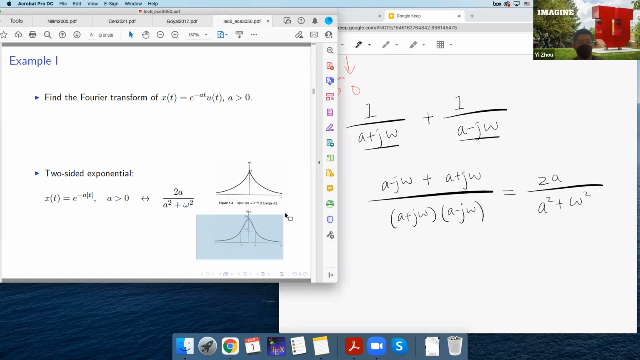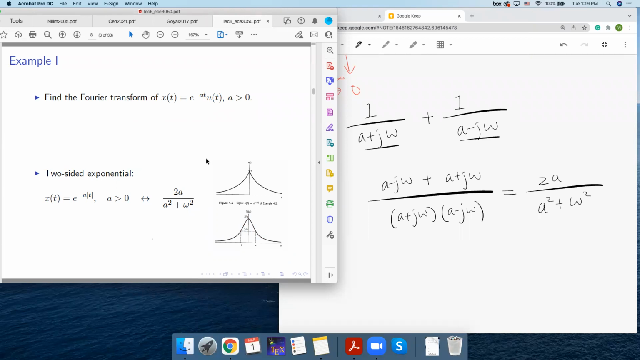So this is the spectrum of this two-sided exponential signal, and we can see that again, most energy of the signal is concentrated in the low frequency region, which means that this signal is a low frequency signal. What did you say about the phase?